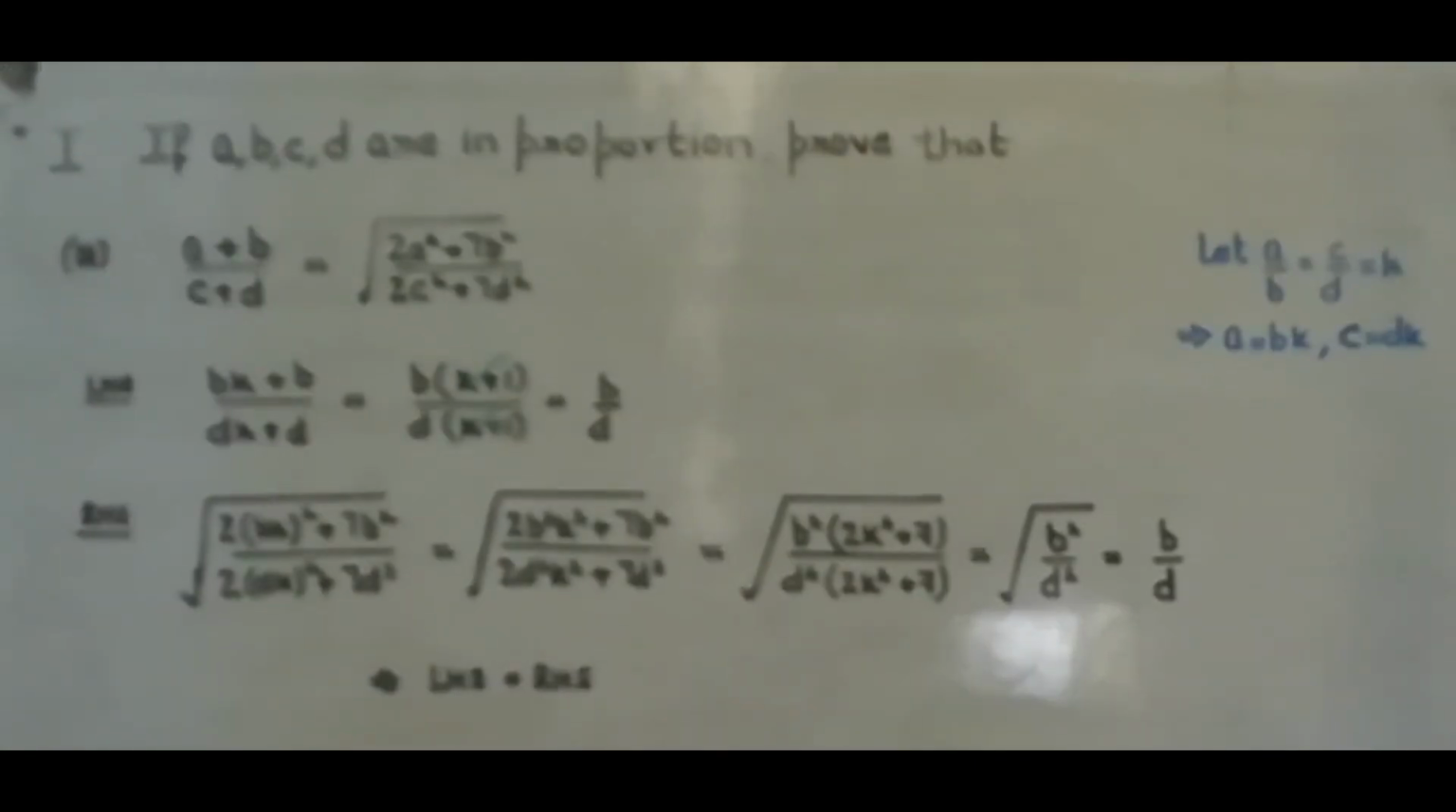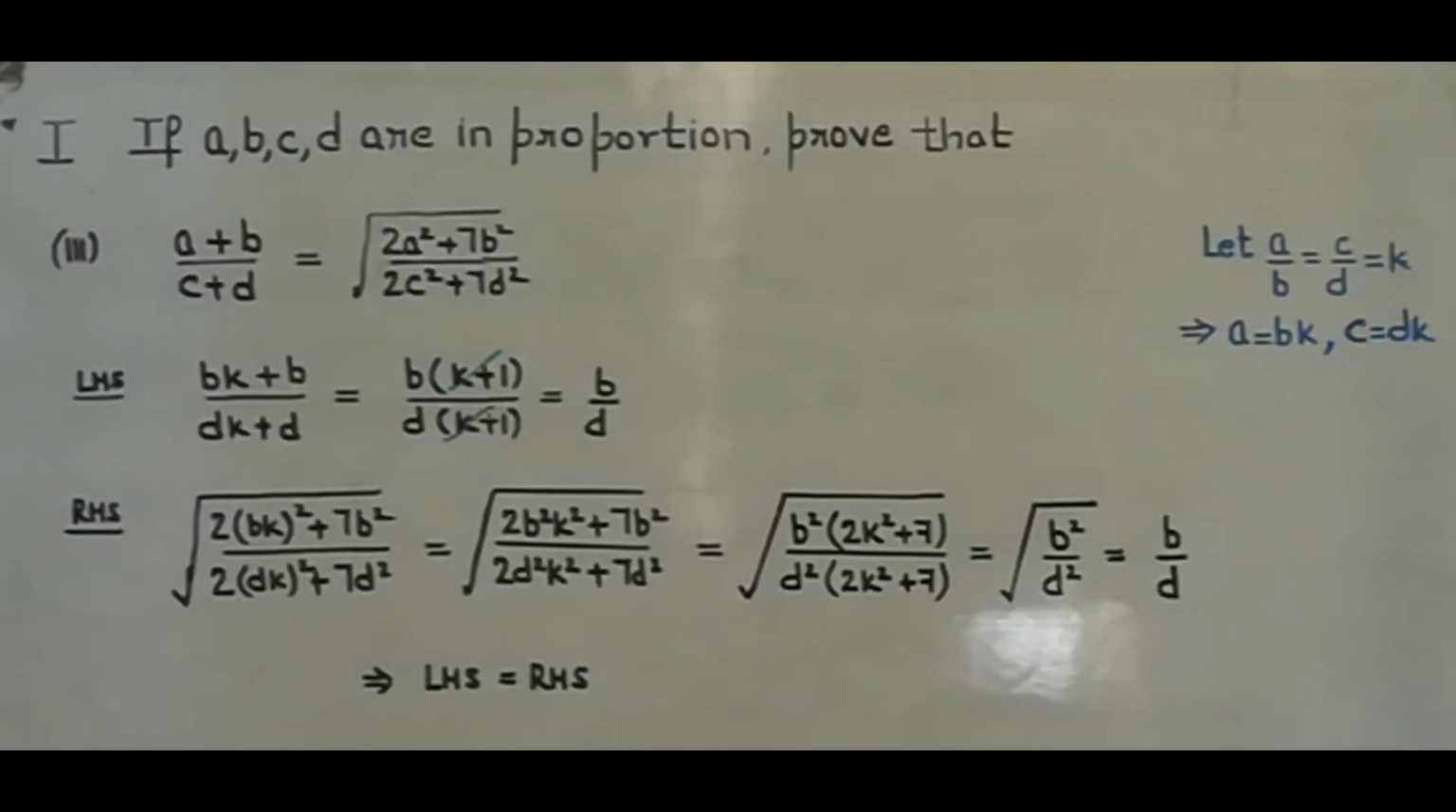Now coming to the right hand side, similarly, wherever we were getting A here, this is to be replaced by BK and C is to be replaced by DK. So we have replaced A by BK and it was A square, so it becomes square of it. Similarly for C. Now when you square it, you are getting twice B square K square, and here you are getting twice D square K square.